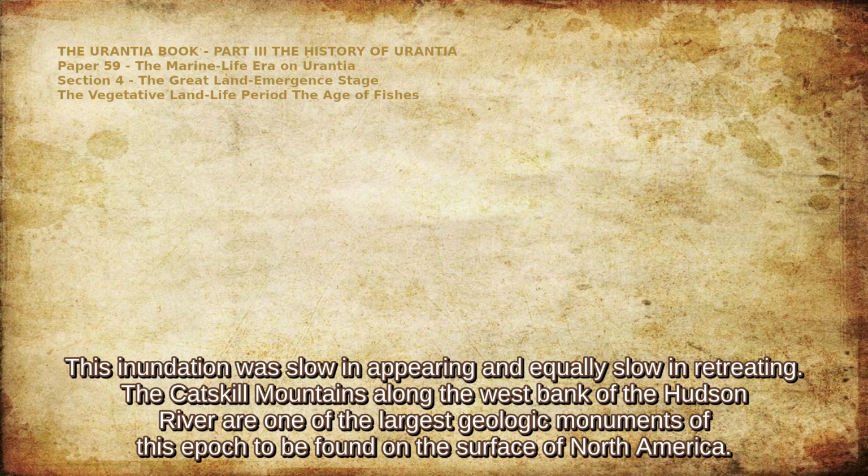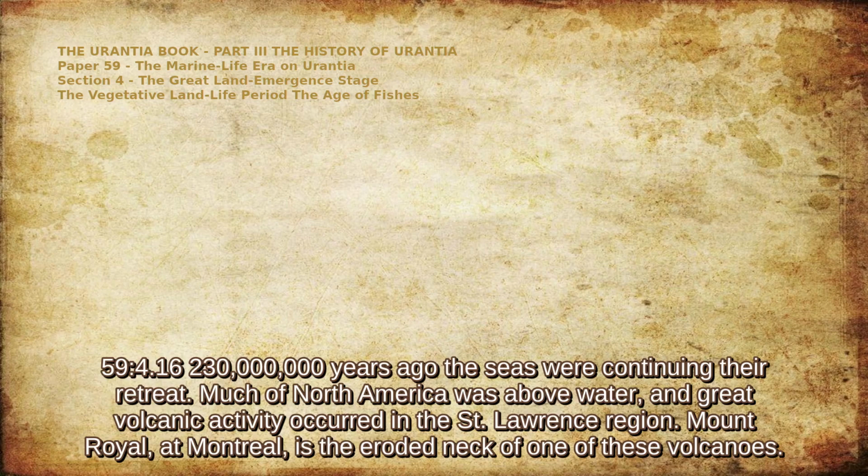The Catskill Mountains along the west bank of the Hudson River are one of the largest geologic monuments of this epoch to be found on the surface of North America. 230 million years ago, the seas were continuing their retreat. Much of North America was above water, and great volcanic activity occurred in the St. Lawrence region. Mount Royal at Montreal is the eroded neck of one of these volcanoes.